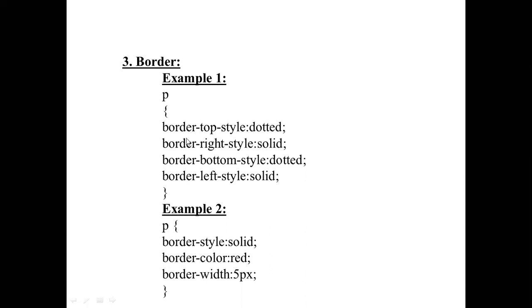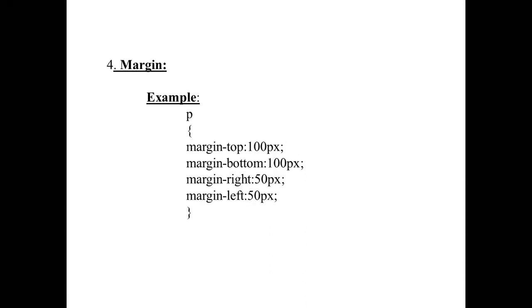Next, fourth one, margin. The space just outside the border is called margin. Here the margin is completely invisible. The left, top, right and bottom margin can be changed independently using separate properties. Suppose you want to change the margin top, margin-top 100.